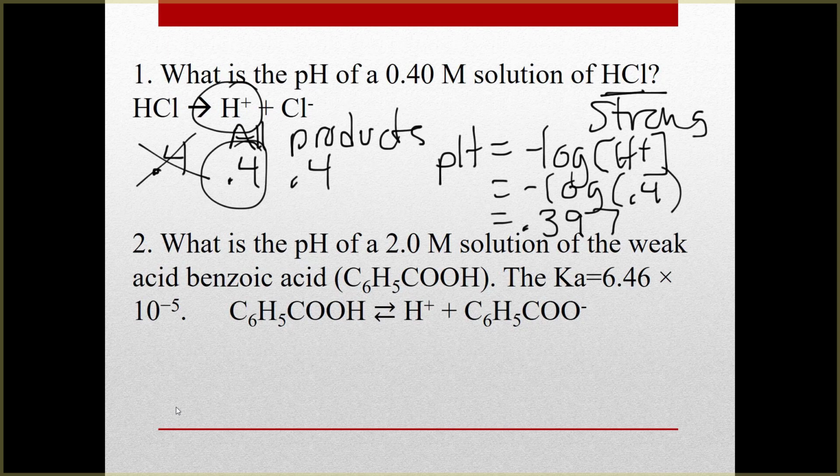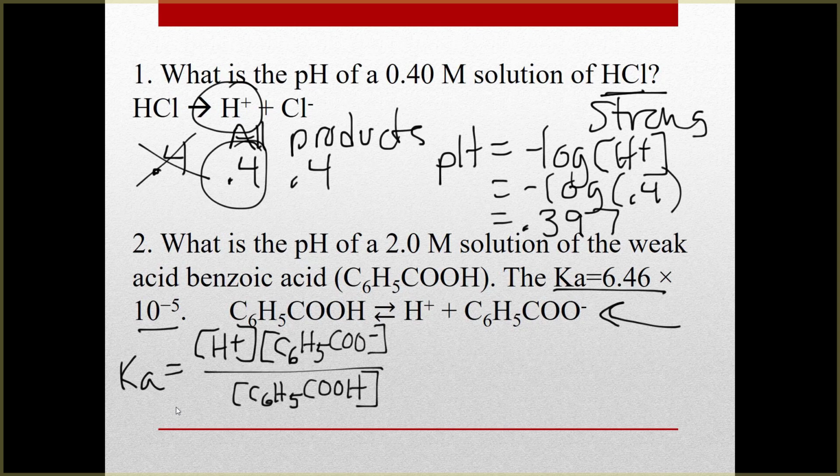Number 2. Now this one is a weak acid. So notice that my equation is at equilibrium. So I'm going to have to use my Ka to help me solve for the hydrogen ion concentration. So write my formula, Ka equals the hydrogen ion concentration times the leftover. And then let's put in what we know. We know that the concentration of our acid is 2. And we know that every time this hydrogen ion forms, the leftover will form also.